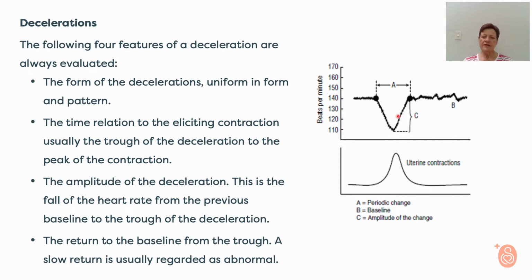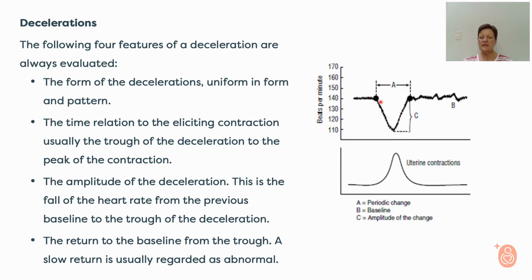Then also very important is the time relationship between the contraction and the deceleration. When does the deceleration start? Where's the peak of the deceleration according to the peak of the contraction? And when is the deceleration going back, the fetal heart rate going back to the normal baseline? We will discuss every one of these when we come back to the interpretation of all these decelerations in lesson 6. And then the amplitude of the deceleration. How deep does this deceleration go?